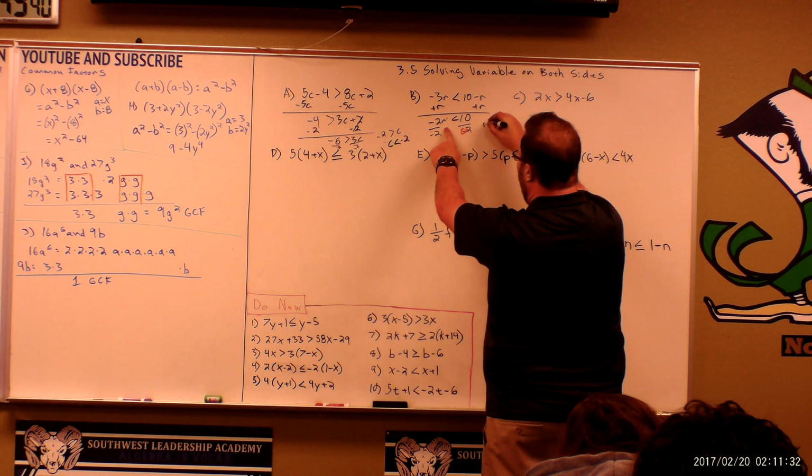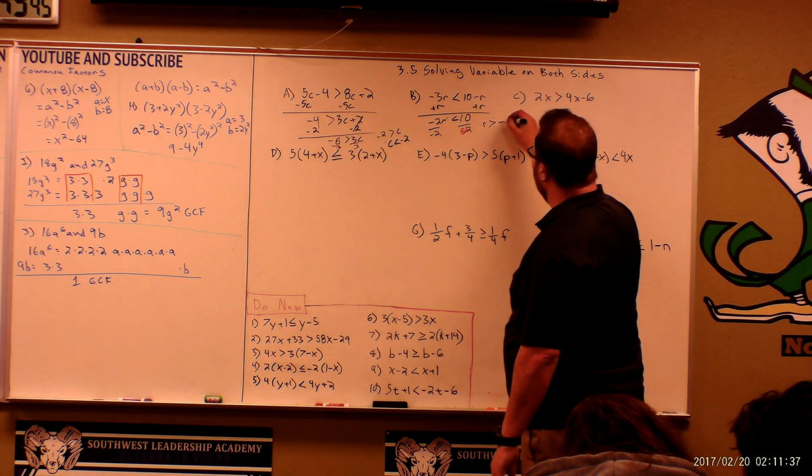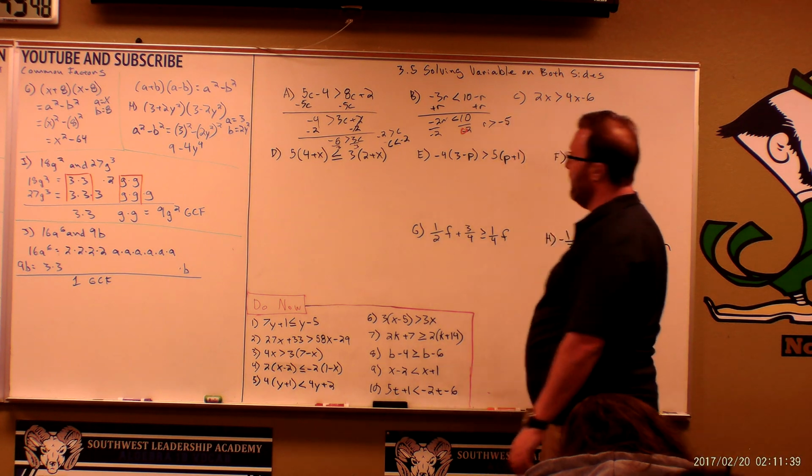Okay, so I turn the symbol around. What is 10 divided by -2? -5. We're done with the problem. Any questions?